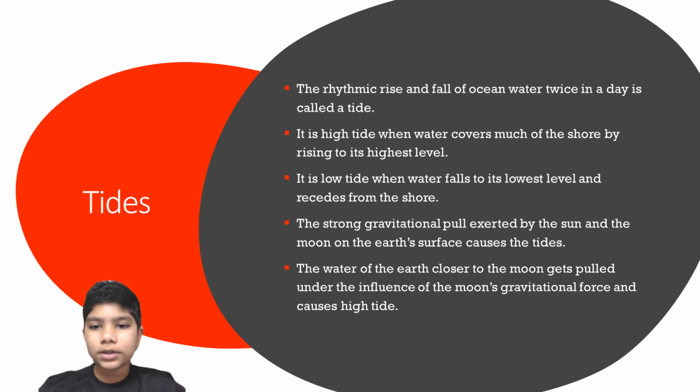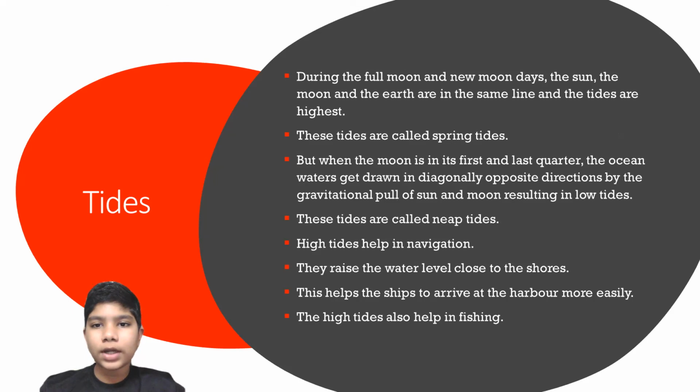The water of the earth closer to the moon gets pulled under the influence of the moon's gravitational force and causes high tide. During the full moon and new moon days, the sun, the moon, and the earth are in the same line and the tides are highest. These tides are called spring tides.